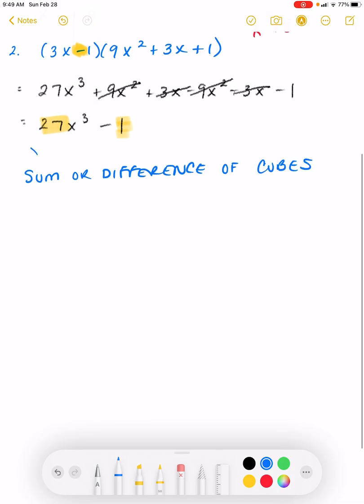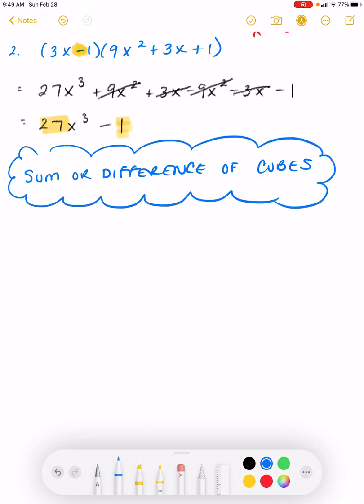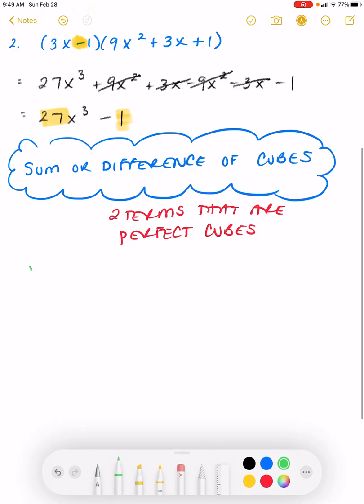All right, so let's go ahead and bubble this in. This is our next big type of factoring. We're going to look to use this type of factoring when you have two terms that are perfect cubes. So that's when I'm going to know. One of the types of factorings is when we have perfect squares, but this type of factoring is what we're going to do when we have perfect cubes.